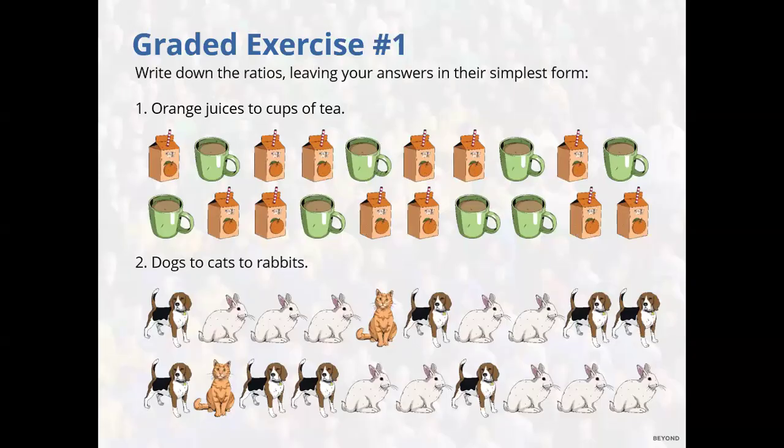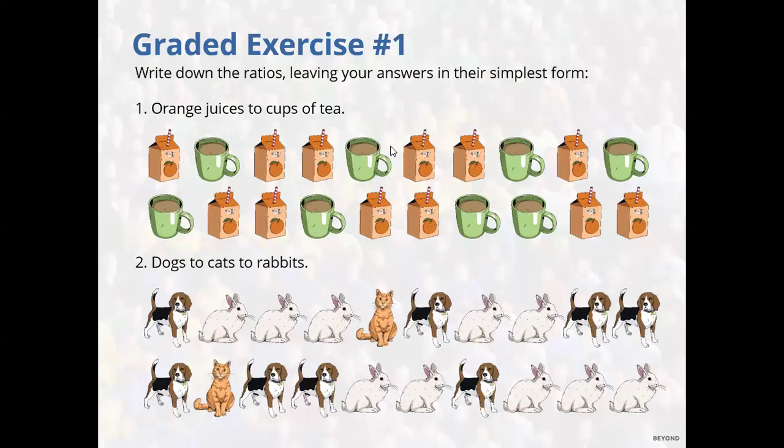All right, good. So again, for number one, I want the ratio of orange juices to cups of tea. Then for number two, I want the ratio of dogs to cats to rabbits in simplest form, so that one involves three. I want to see how y'all will be able to get it done properly. I'm seeing good answers in the chat. That's always good.